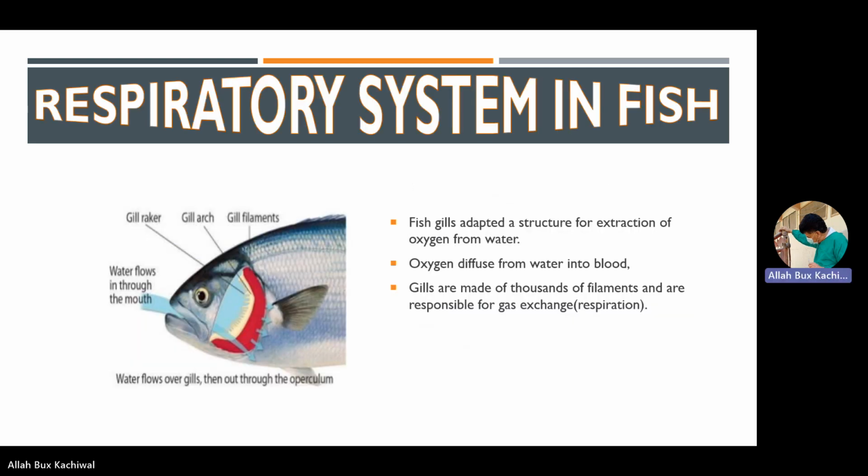The respiratory system in a fish: the fish has gills, a structure adapted for extraction of oxygen from water, and oxygen diffuses from water into the blood. The gills are made of thousands of filaments and are responsible for gas exchange, respiration.